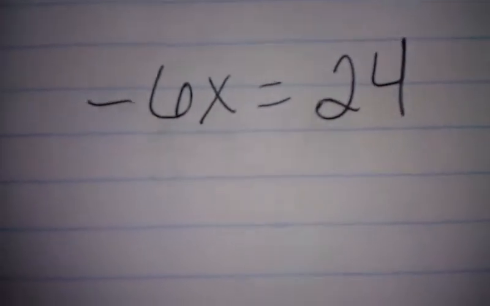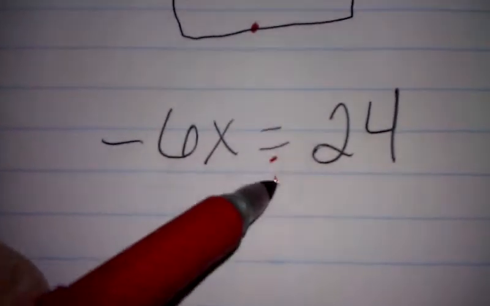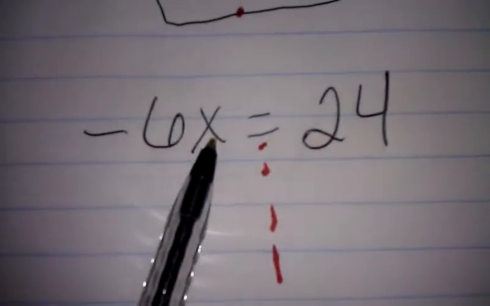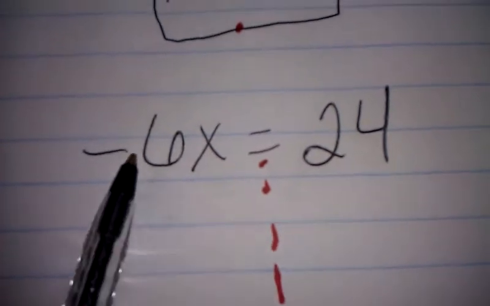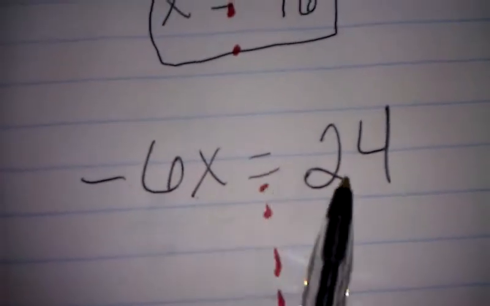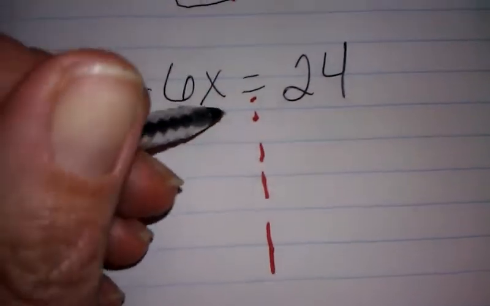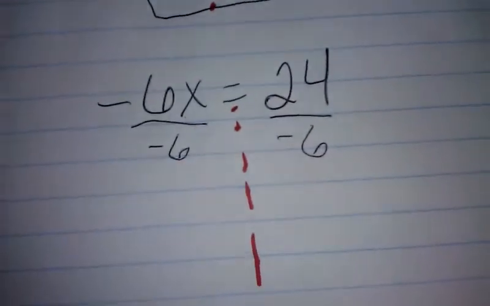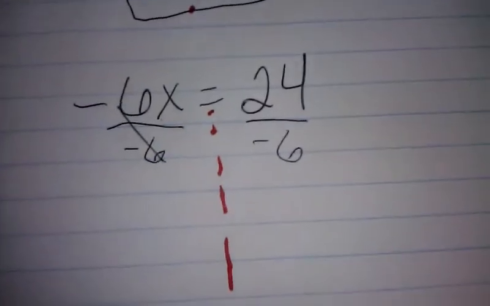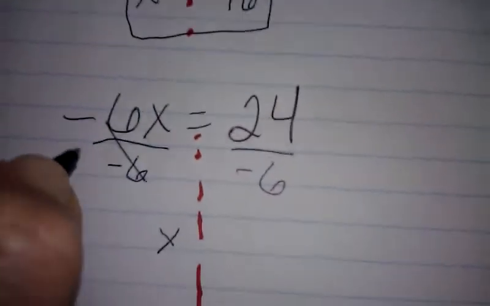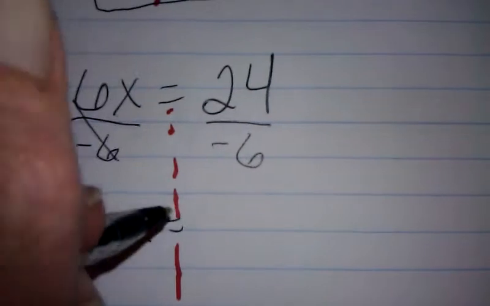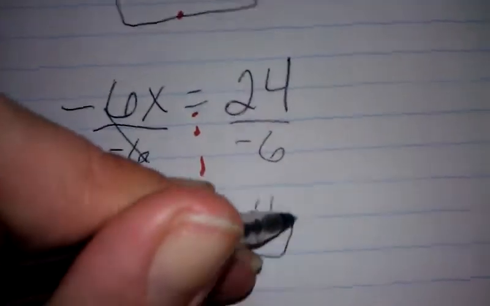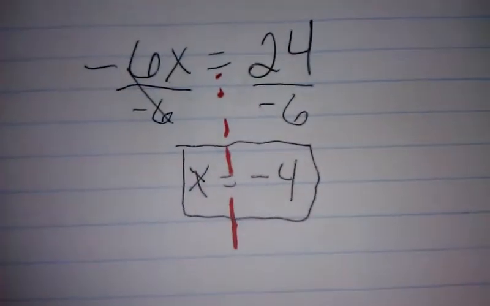Here's another one. I will draw my dotted line on the equal sign. It says negative 6x equals 24. Negative 6 times x equals 24. The opposite of times is divide. I will divide by negative 6. These cancel. And I get x equals negative 4. Always box your answers. It's easier to find it that way.